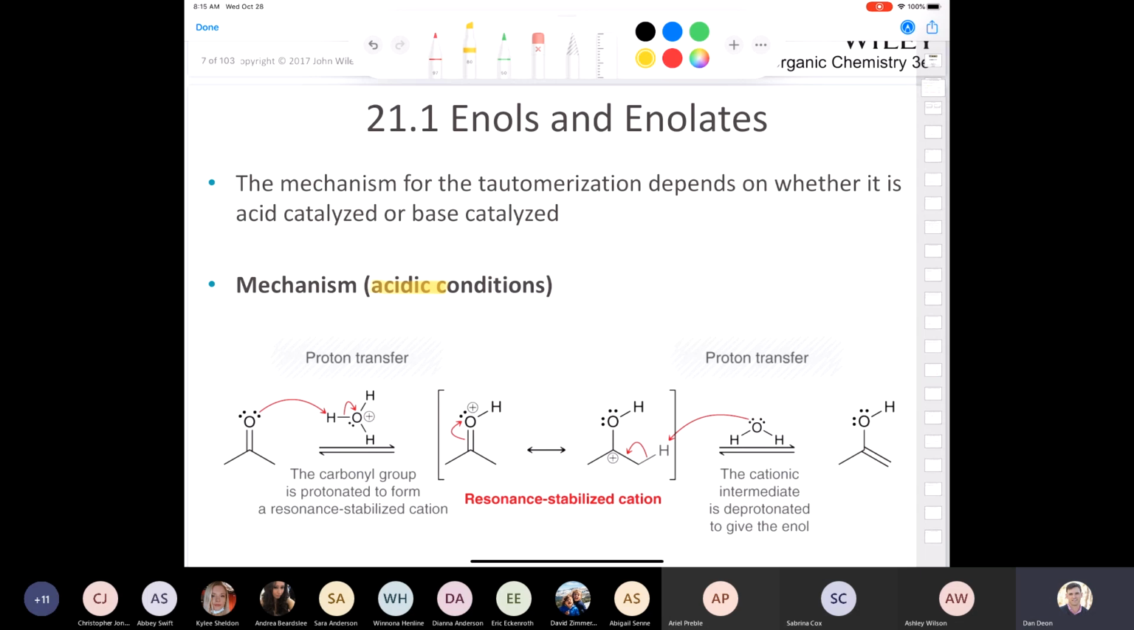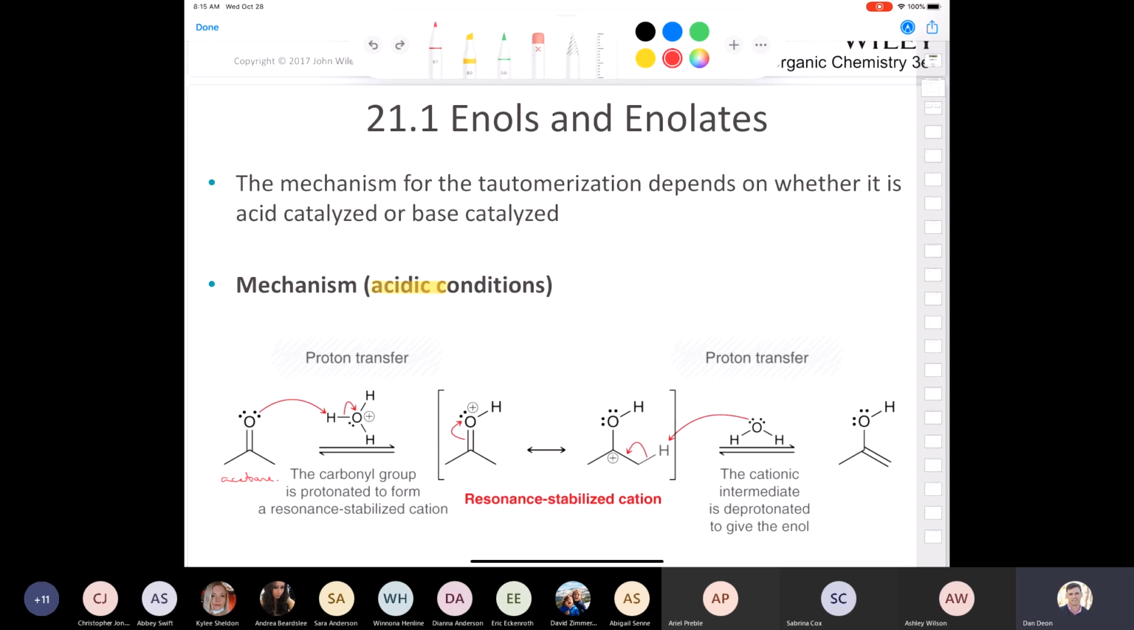And this is the mechanism for the acid catalyzed tautomerization of a ketone. Now, this specific ketone is acetone. It's acetone that's shown here. So the first step is protonation of the carbonyl group, and then we have a resonance stabilized cation. And when we draw this resonance contributor right here, we can show water coming in, since water is the conjugate base of hydronium, acting as a base and deprotonating that cation in order to produce the enol.